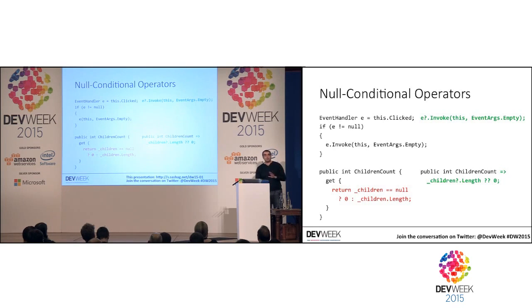It's not new. It's been around for a while now. But this syntax here with the question dot is new. So it's going to make writing these ternary conditionals much easier as well. So what do you say about the null conditional operators? Any questions so far?